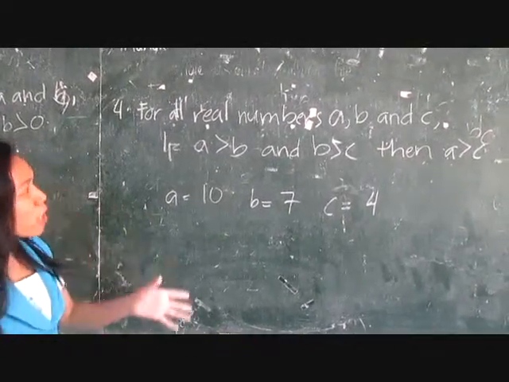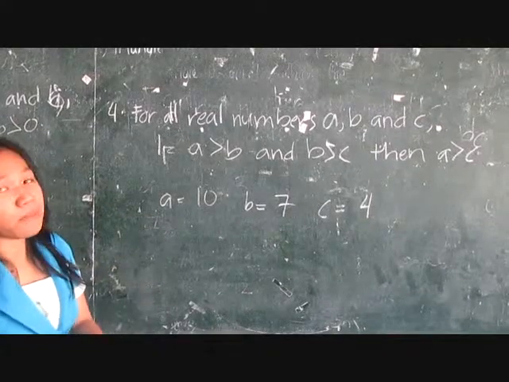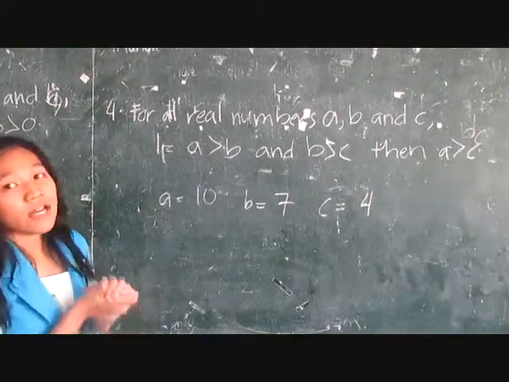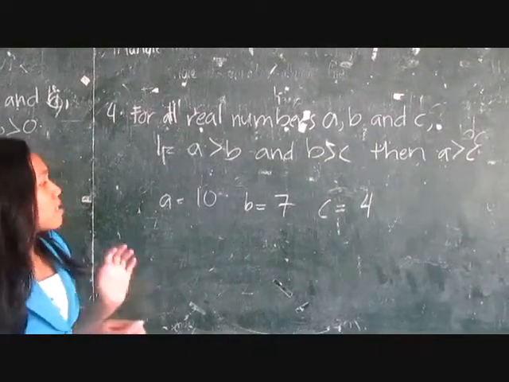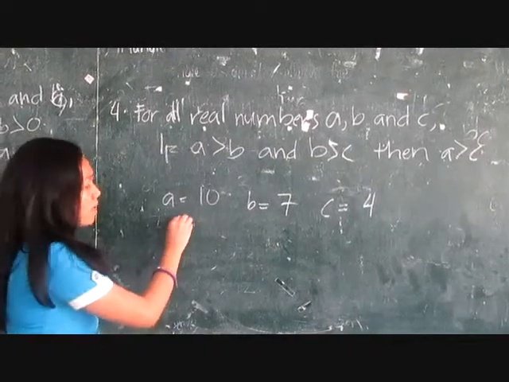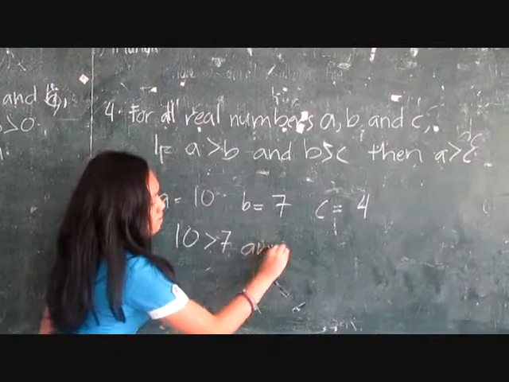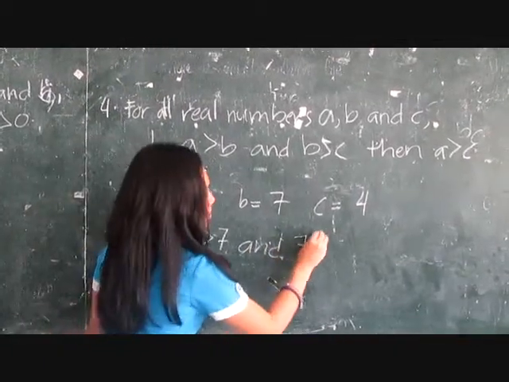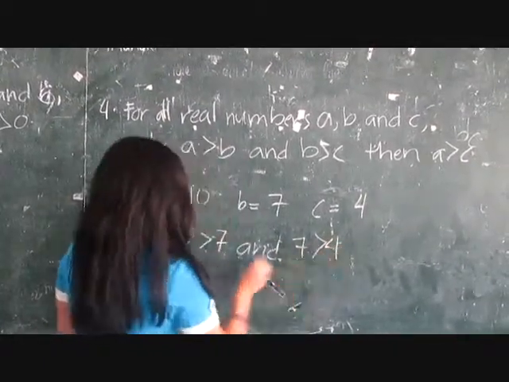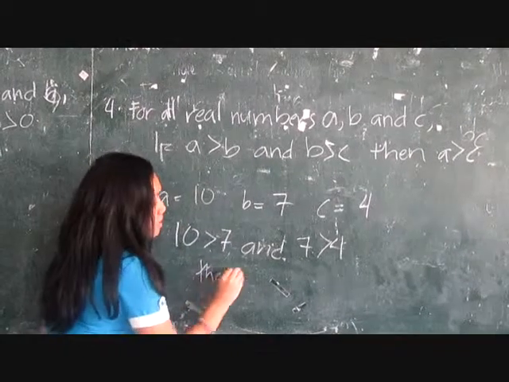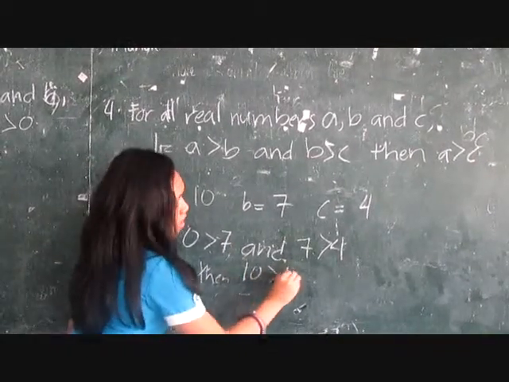So the fourth property is if A is greater than B and B is greater than C, then A is greater than C. So we get 10 is greater than 7 and 7 is greater than 4. Then 10 is greater than 4.